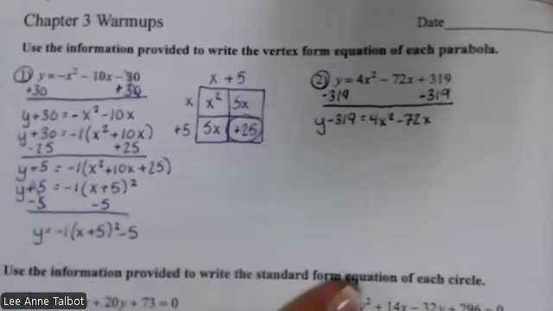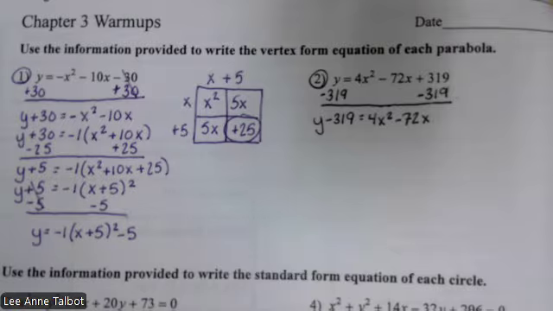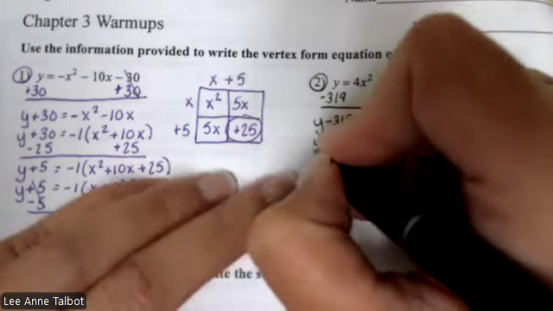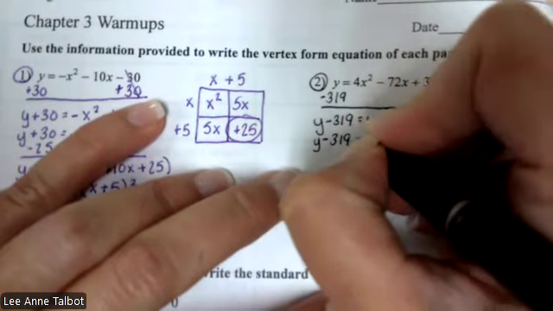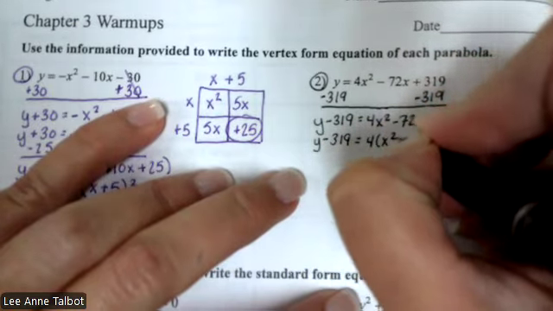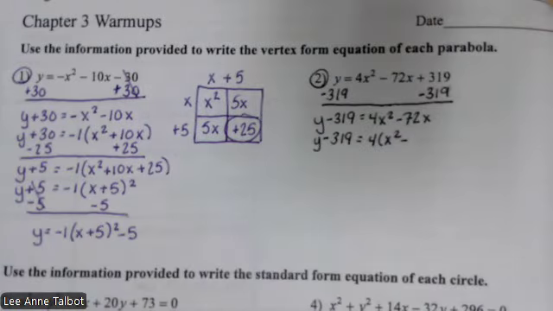All right, so first step, move a constant. Second step, GCF. What do I need to GCF here? 4. Great job. And what is 72 divided by 4? 18? Yeah.